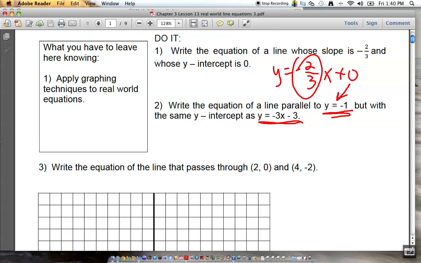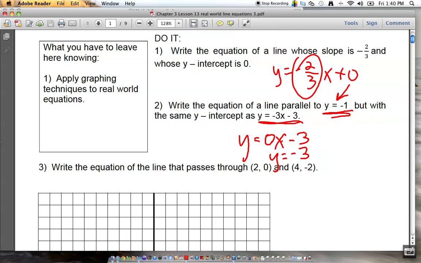Write the equation of a line parallel to this one with the same y-intercept as that one. What's the slope of this line here? Everybody? No, it is not negative 1. 0. So it's going to be y equals, if you want to put 0x, you can. Same y-intercept as this guy, minus 3, which is just y equals minus 3, because 0 times anything is just 0. So y equals negative 3 is the correct solution there.